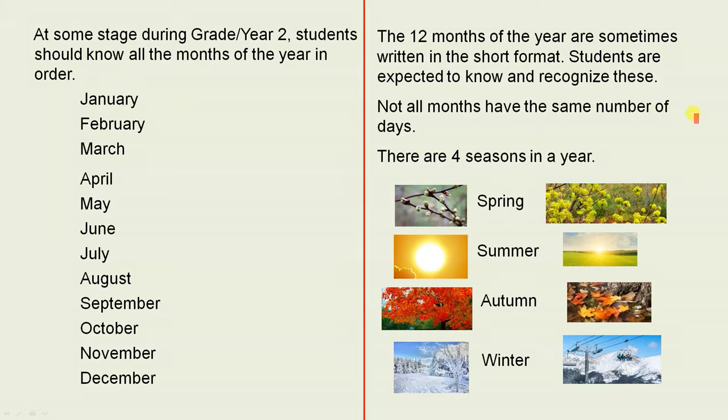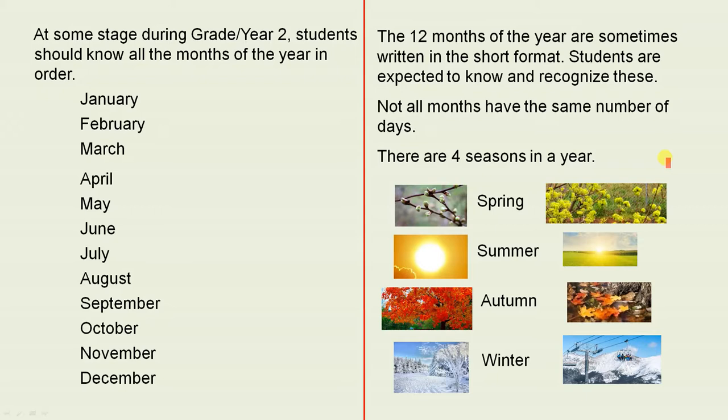The 12 months of the year are sometimes written in the short format. So, for example, January can be written as JAN, February can be written as FEB, and so on. Students are expected to know and recognise these. They're quite straightforward because most of them have the first 3 or 4 letters of the month, so they're very easy to recognise. Not all months have the same number of days. We'll have a look at this on the next slide in a moment.